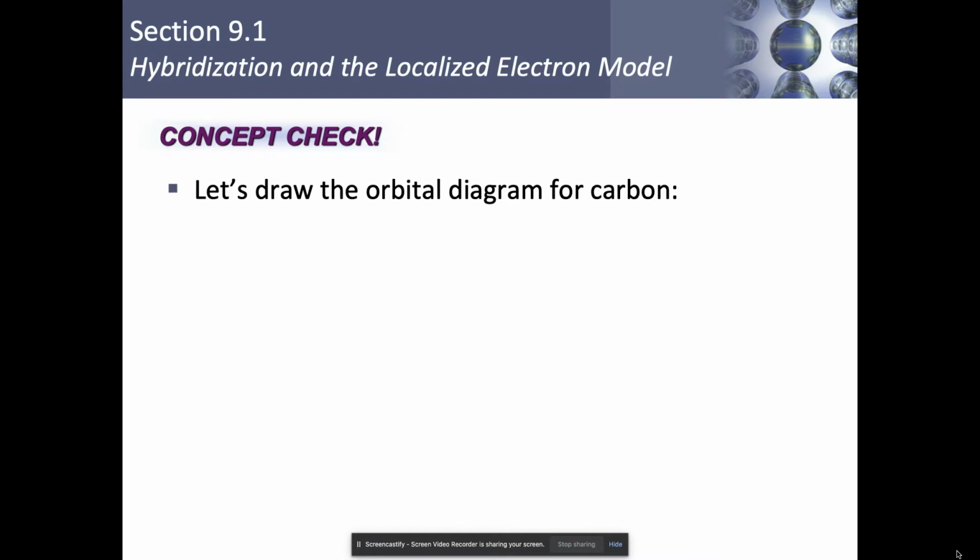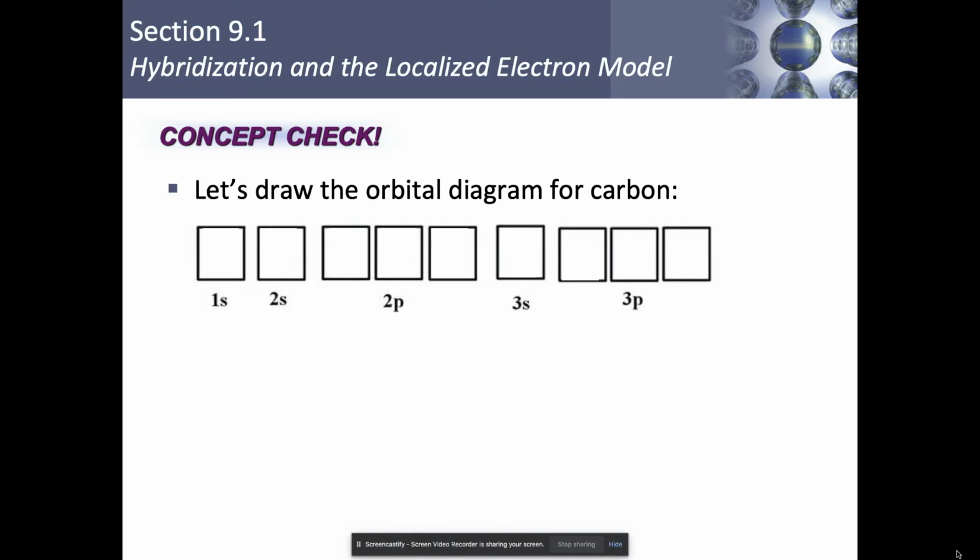So let's start with section 9.1. So we've got hybridization and the localized electron model. First things first, let's draw our orbital diagram for carbon. Remember, this is already a flashback for us, isn't it? We're drawing an orbital diagram for carbon. We need to know how many electrons carbon has, and then we just fill them in sequentially. So our 1s becomes full, our 2s becomes full, and we're left with 2 extra electrons in our 2p orbital. That's how you draw the orbital diagram for the ground state of carbon.